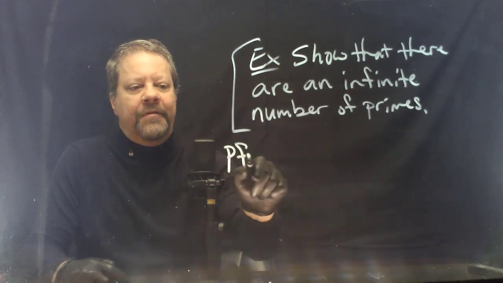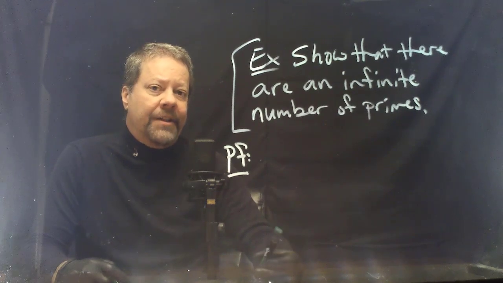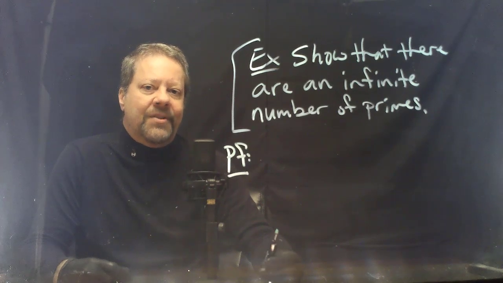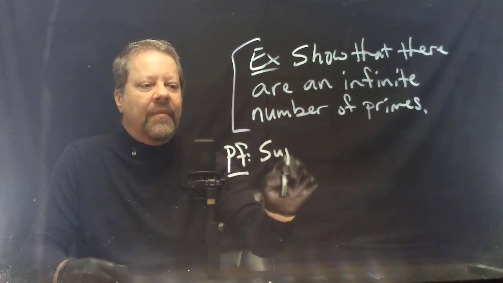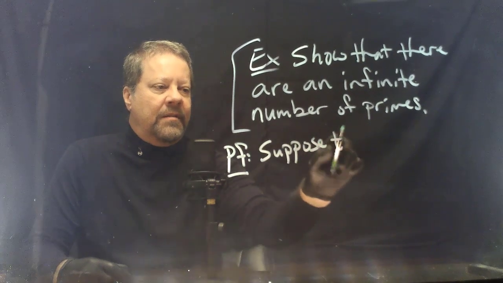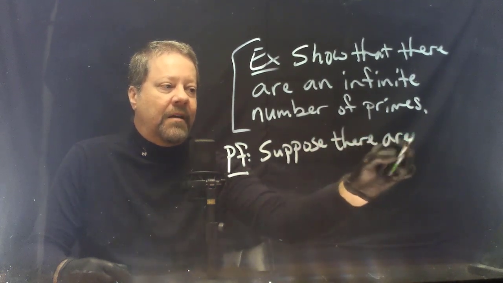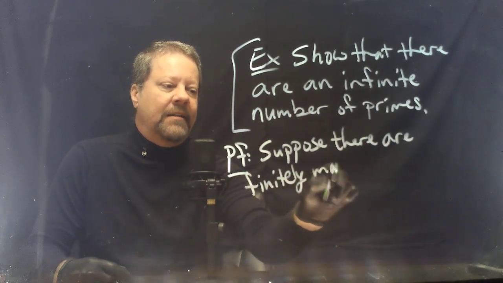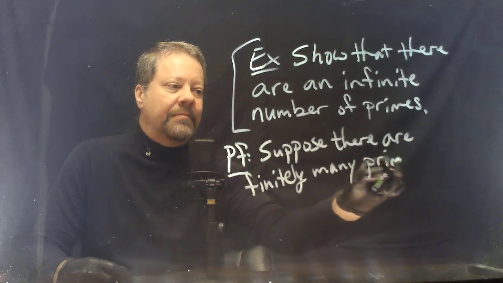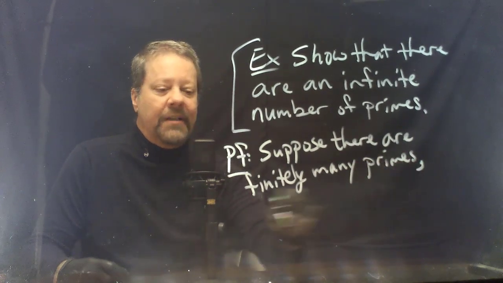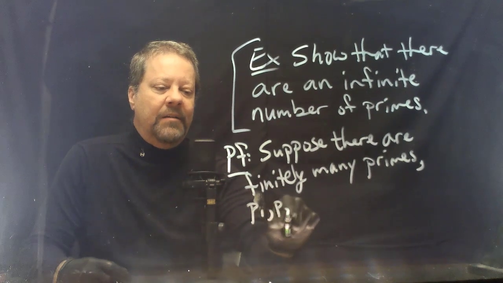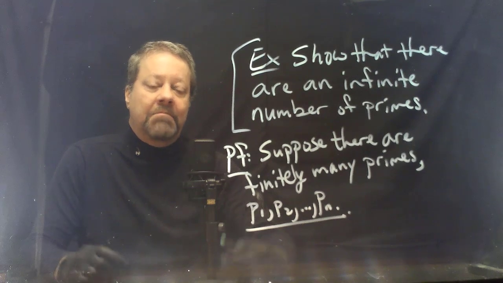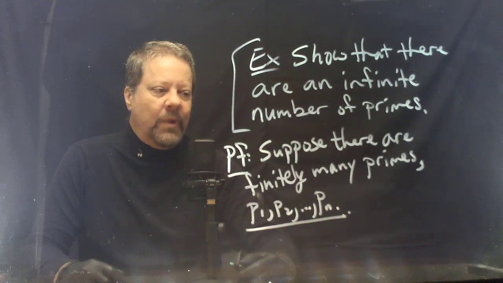The method of proof uses proof by contradiction, reductio ad absurdum. We assume the opposite of what we're trying to show and show that that leads to a contradiction. Suppose there are finitely many primes. And in particular, we're going to name them P1, P2 through Pn. Suppose those are the entire set of primes right there, whatever they may be.